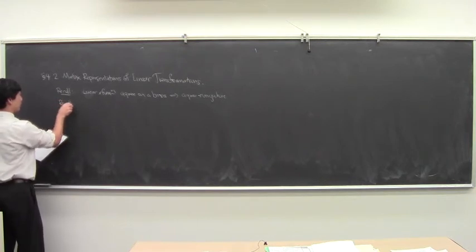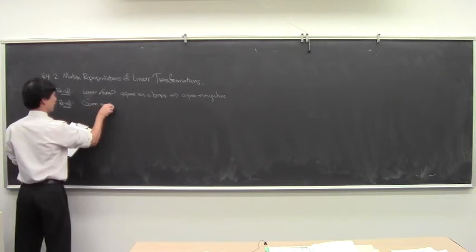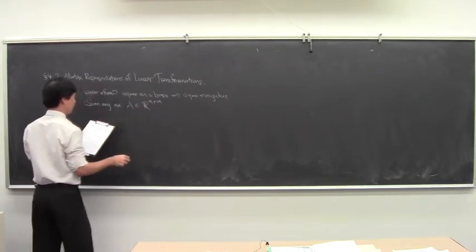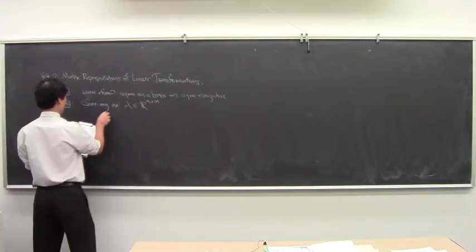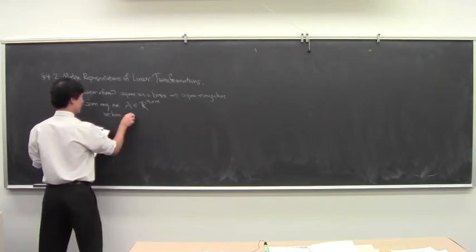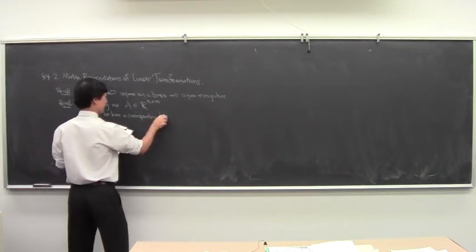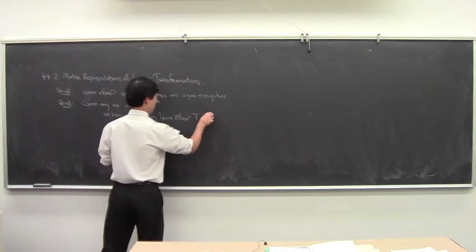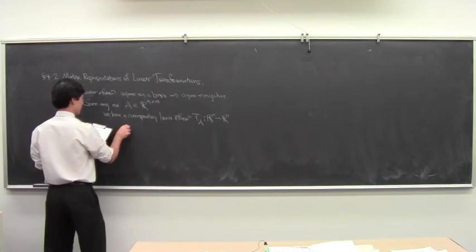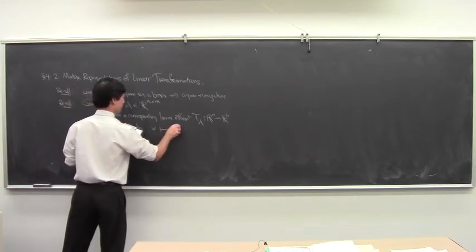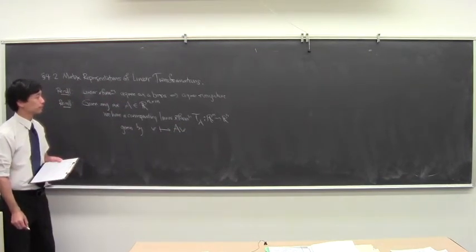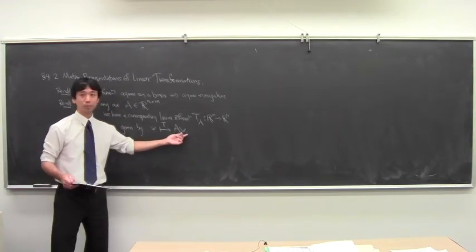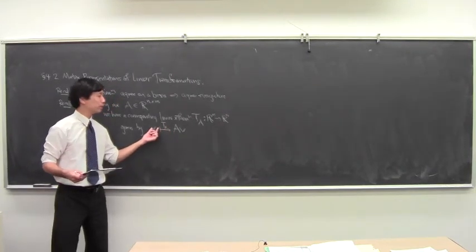Okay. Second thing I'd like you to recall is that given any matrix A, an n by m matrix, we have a corresponding linear transformation T sub A, and T sub A goes from Rm into Rn, and it's given by v gets mapped to A v. So T sub A is a linear transformation that takes a vector and multiplies it on the left by this matrix.